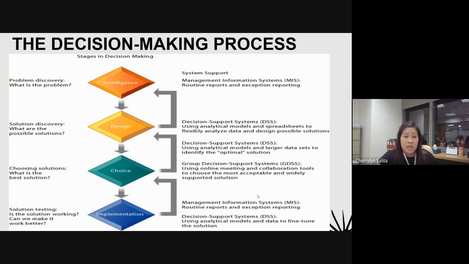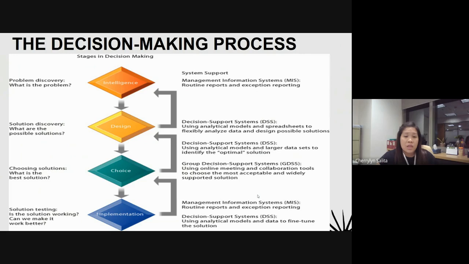Then the second stage is the design. So, on this stage, dito na tayo nagdi-discover ng mga possible solutions. So, ang kailangan natin dyan is the Decision Support System or DSS. The difference between MIS and DSS, sa MIS, hindi lang siya mga data and routinary reports. Dito sa Decision Support System, gumagamit dito ng mga analytical models and spreadsheet to flexibly analyze data and design possible solutions, or to come up or identify the optimal solution. Kasi posibleng more than one yung ma-identify yung solution. So dito pinag-aaralan kung sino yung pinaka-the best.